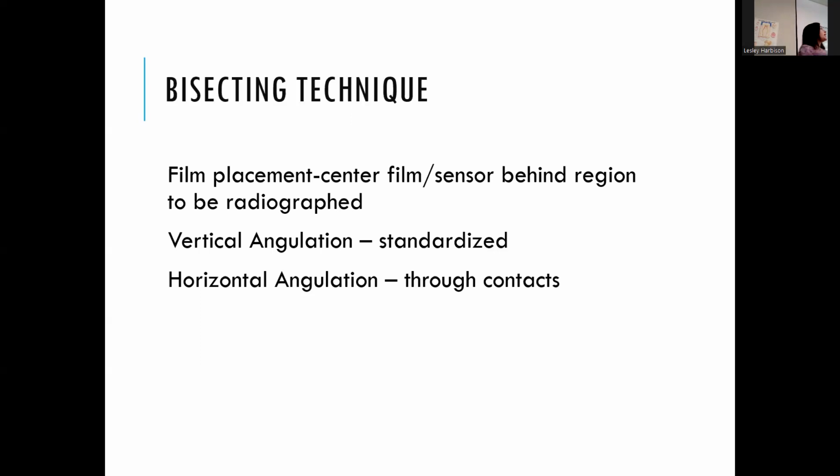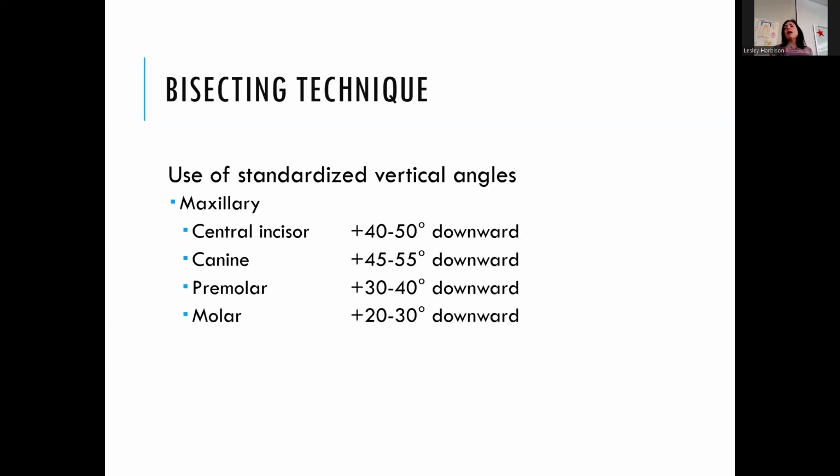Vertical angulation is more or less standardized. Once you get it all placed, these numbers on the next slide are going to help you. If you take the film and there's too much distortion, you may have to lessen or increase your vertical angulation, but these are pretty standardized angles, and they usually work out pretty well. And then horizontal angulation goes through the contacts. So here they are for the bisecting.